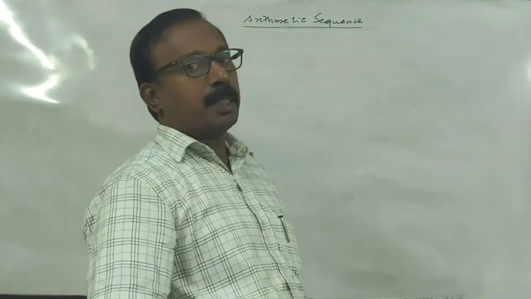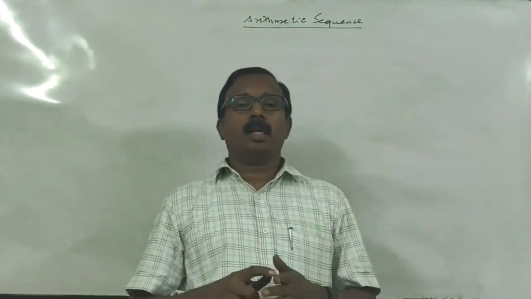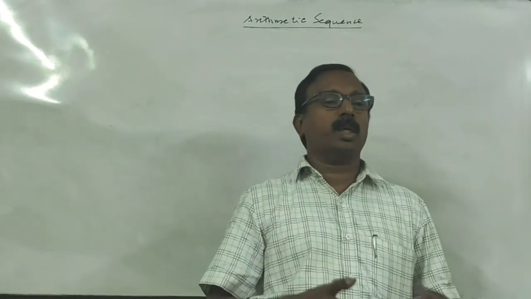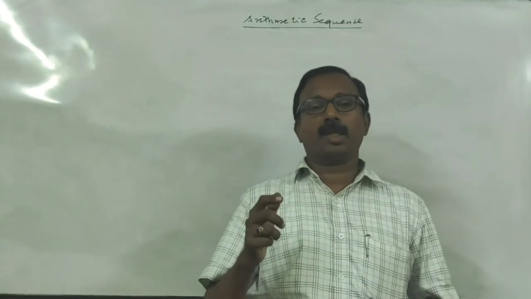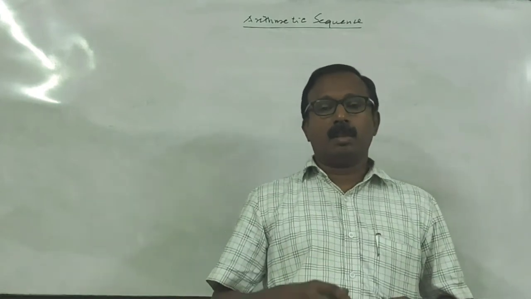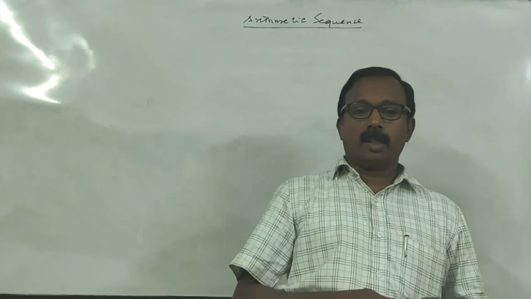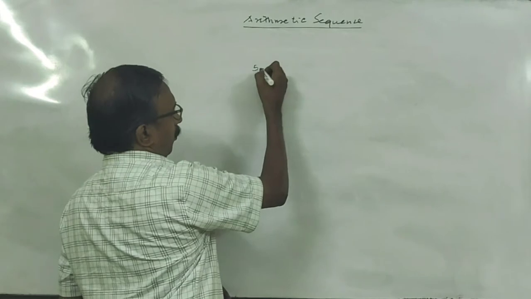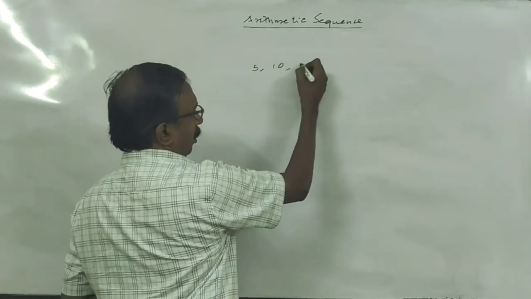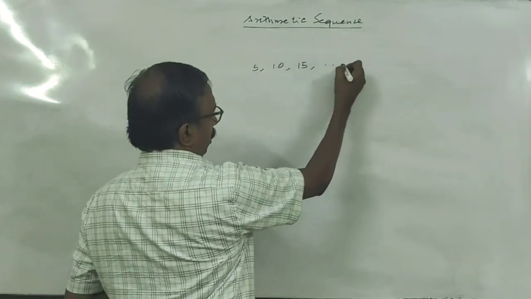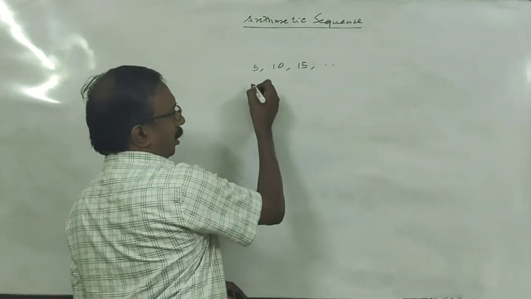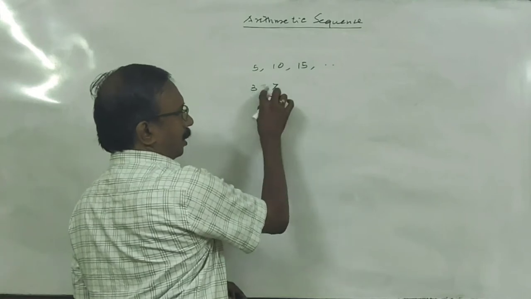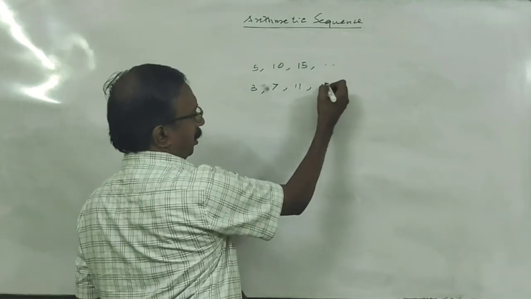Thus, what do you mean by a sequence? A sequence is an arrangement of numbers in a definite or particular order, isn't it? We take another example: 5 plus 5 is 10, 10 plus 5 is 15, etc. Another example: 3 plus 4 is 7, 7 plus 4 is 11, etc.